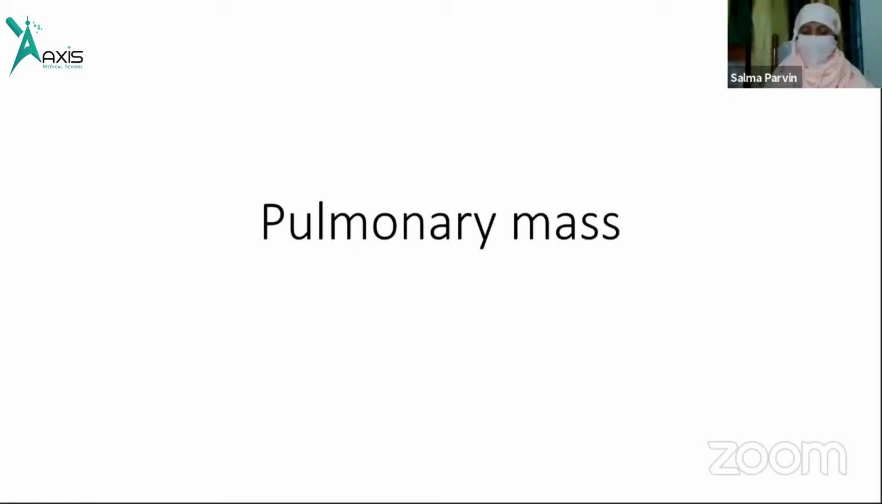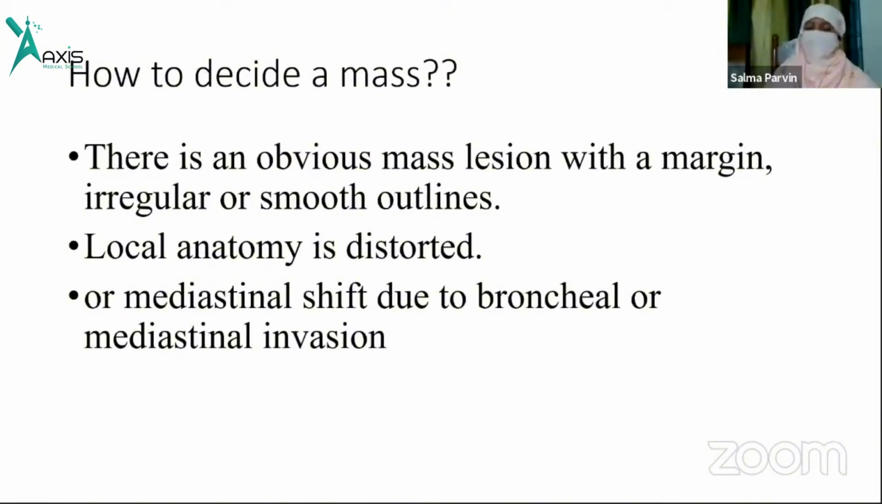Because when I was a beginner, I was shaky to decide whether this is a mass, whether this is a consolidation or a collapse, or this is extrapulmonary or intrapulmonary. So, from my point of view, I would like to make you understand the ABC of chest X-ray so that you are not going to miss any pulmonary mass, right? And again, how to decide a mass?